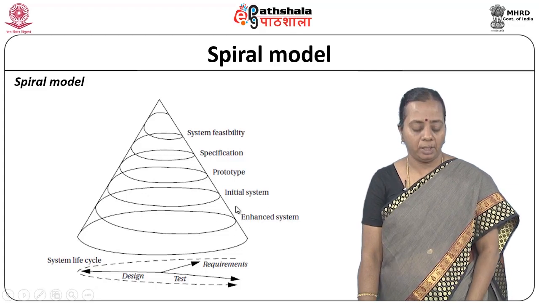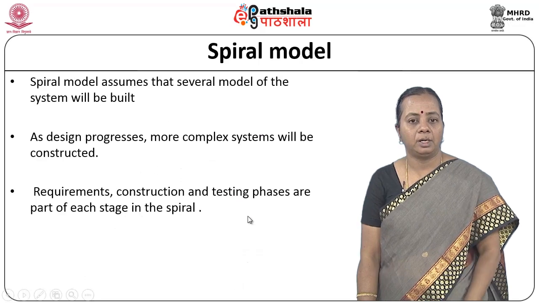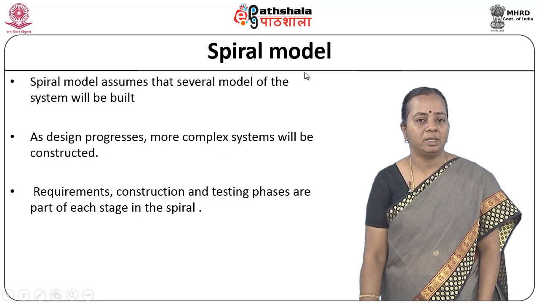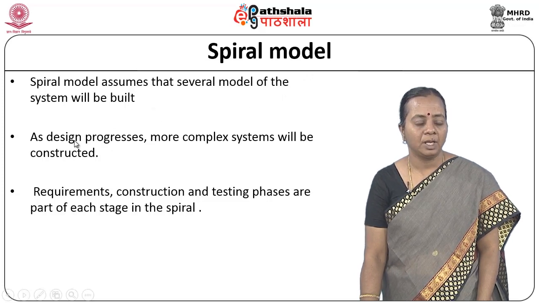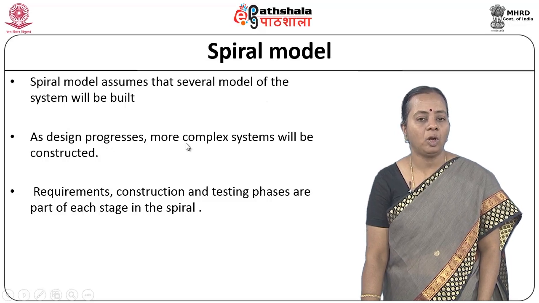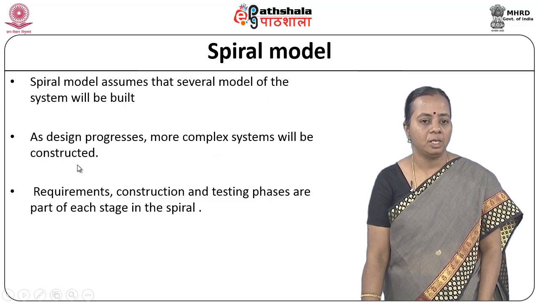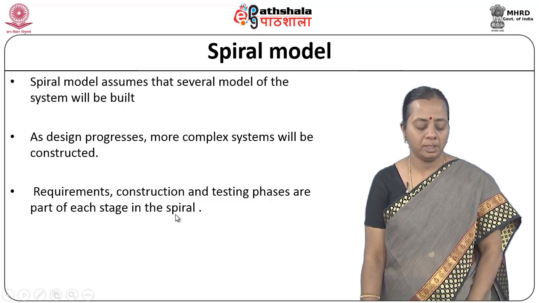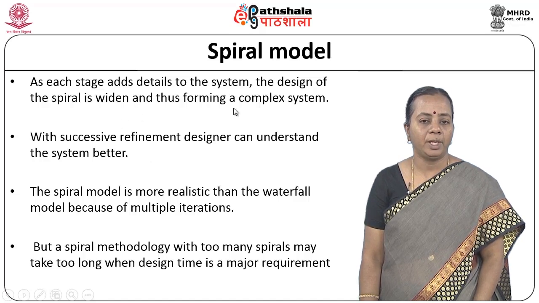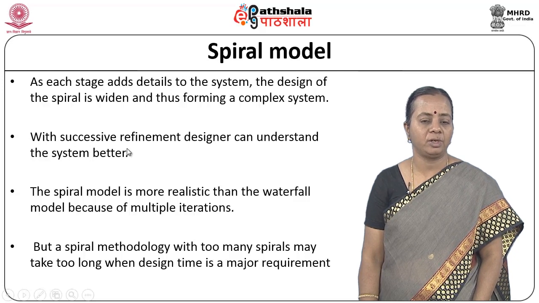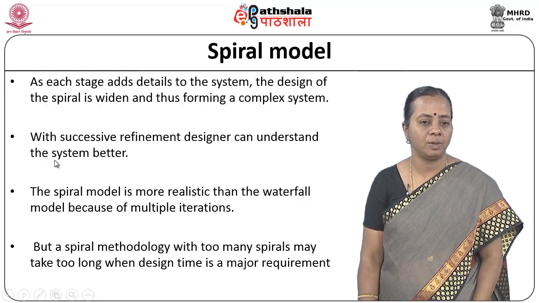So that way the whole system gets several models, so that the system is refined at each and every stage. So the spiral model assumes several models of the system will be built. As the design progresses, more complex systems will be constructed. The requirements, construction and testing phases are part of each stage in the spiral. As each stage adds details to the system, the design of the spiral is widened, thus forming a complex system. With any successive refinement, the designer can understand the system better.